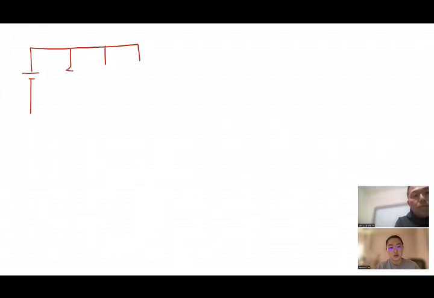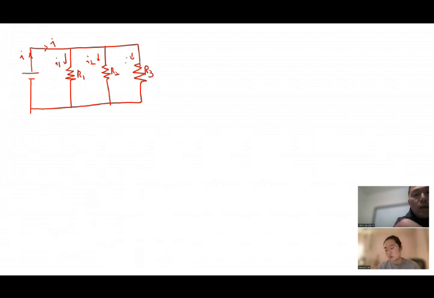So let me redraw it. So this is R1, R2, and R3, right? The battery produces I, and I goes to here, and that goes to I1. This one is I2, and this one is I3, right? Now I1 flows into R1. So if you look at the total amount of current after this junction, then only this I2 and I3 remain in this spot right there. I2 plus I3.